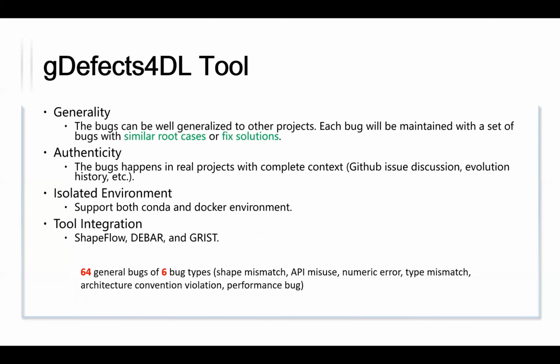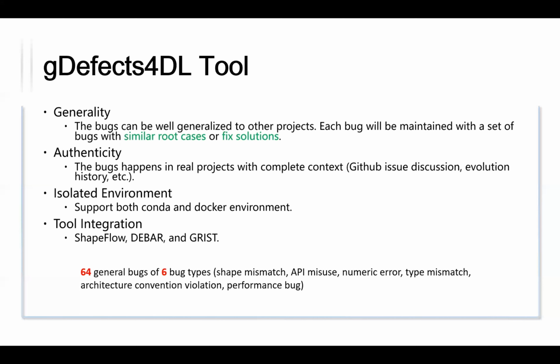Our gDefect4DL tool is designed with four rationales. The first is generality. We only focus on the bugs which can be generalized to other projects. The second is authenticity. We link each bug to a closed GitHub issue and its discussion. We also maintain the whole evolution history of the project, preparing for more extensive technical design.